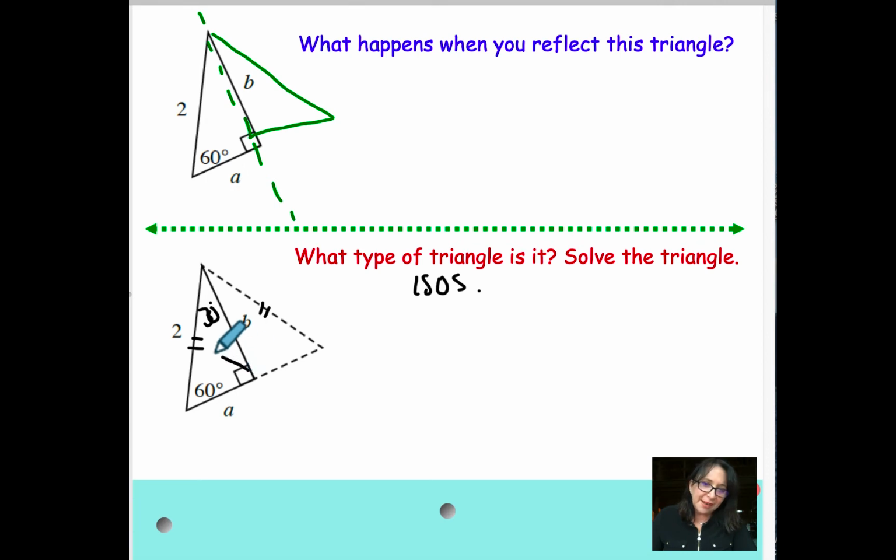Well, across from the 90, remember the shortcut, across from the 90 is equal to 2A, which means A equals 1. So that means across from the 30 degrees is 1. Across from the 90 is 2A, we know that's 2. And then across from the 60 is going to be A root 3. Well, if we know A is 1, that's going to be 1 root 3.